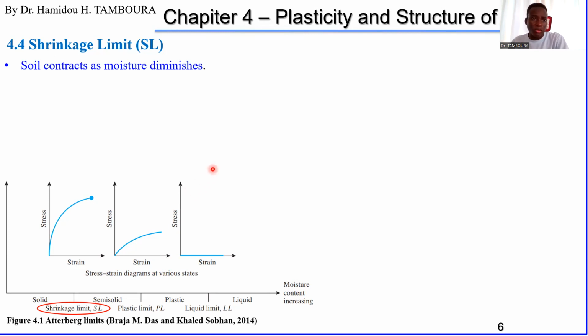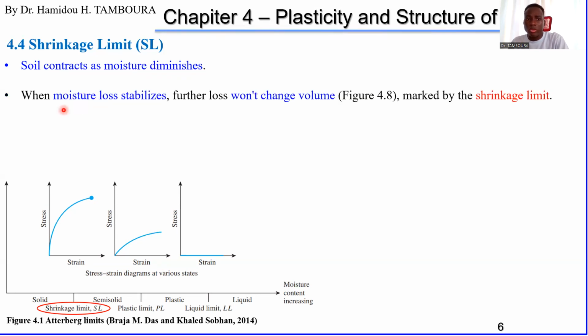The thing is, when soil is humid, there is a lot of water in the soil. When the moisture is decreasing, the amount of moisture in the soil is decreasing, the soil is contracting. So soil contracts as moisture diminishes.